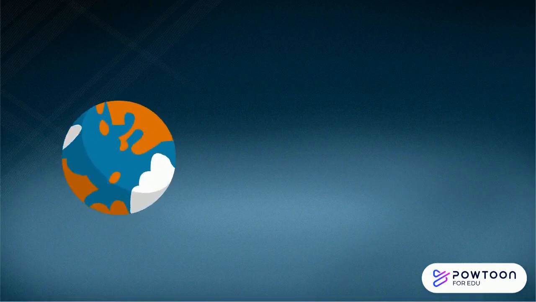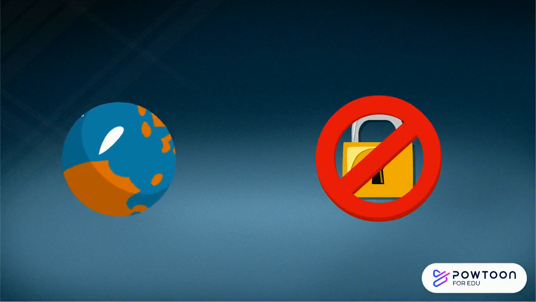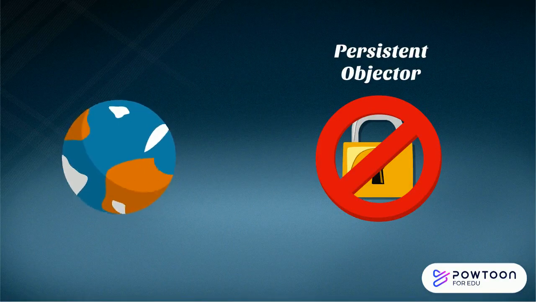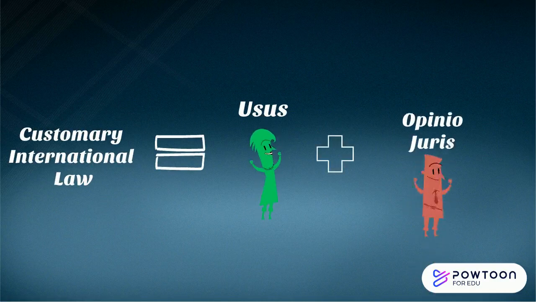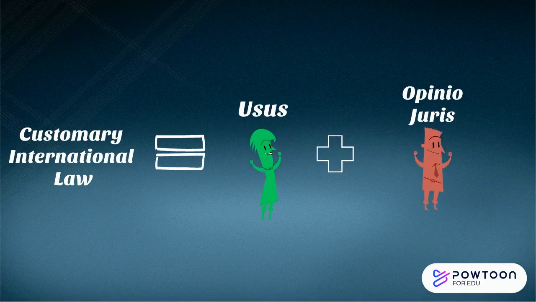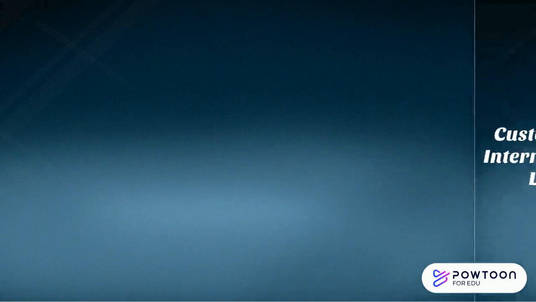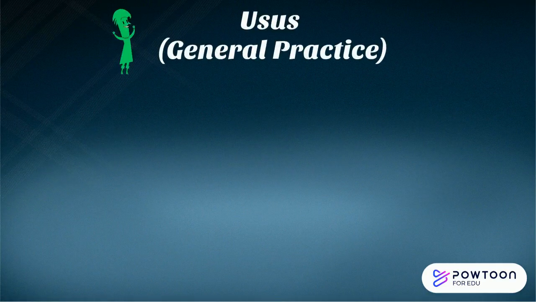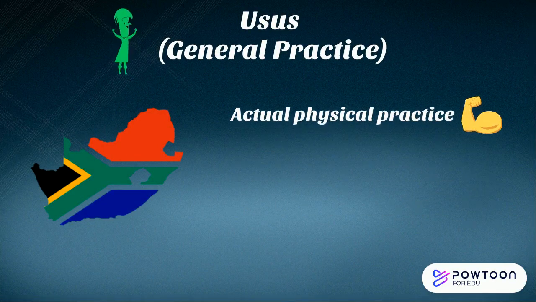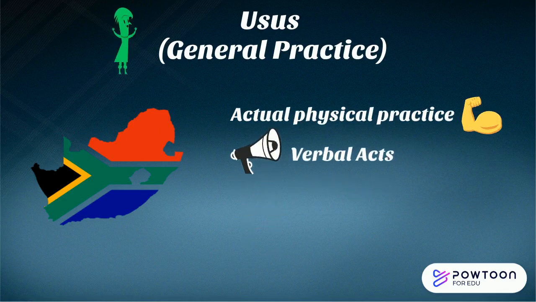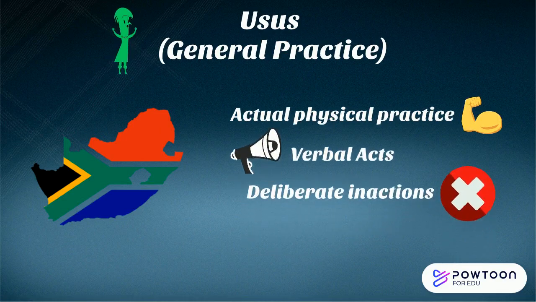The only time a state will not be bound by customary international law is if they are a persistent objector thereto. Customary international law is made up of two elements. They are usus, which is general practice, and opinio juris, which is the acceptance of the rule as law. To determine the general practice of states for the purposes of customary international law, we look at three things: the state's actual physical practice, their verbal acts, and their deliberate inactions.